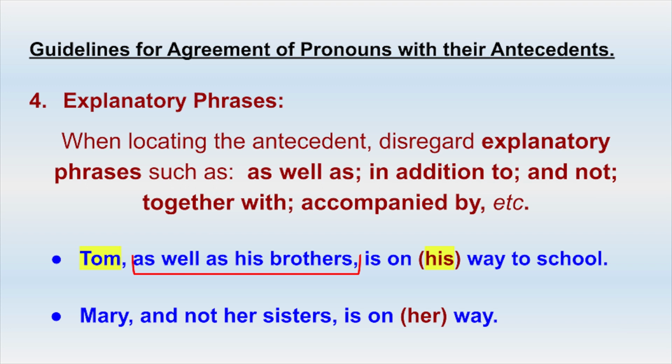Here's another example. Mary, and not her sisters, is on her way. The antecedent is Mary. The explanatory phrase, and not her sisters, is irrelevant in determining the pronoun. So her is the correct pronoun. Mary, and not her sisters, is on her way.